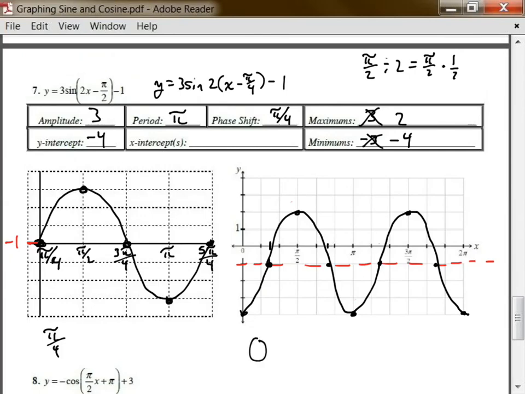So it would say 0 equals 3 sine (2x minus pi over 2) minus 1. And you have to solve this. We don't have time to solve this. And so I'm going to say you don't have to worry about the x-intercepts for this right now, because right now we're just really looking at graphs. We can do this, okay, but that's next unit.